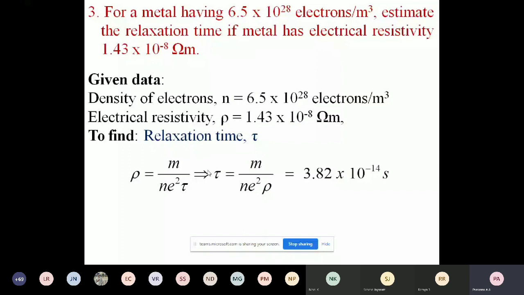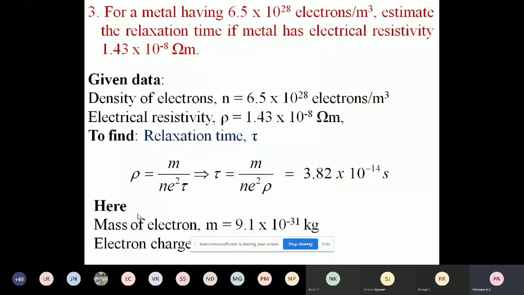Here e is the charge of electron, although it is not given in the problem. Usually we will mention it in the question paper if it is given in the exams. Since we know that e is a constant, I have not mentioned it in the problem, and we will substitute 1.6 into 10 power minus 19 coulomb. m is the mass of electron, given here as 9.1 into 10 power minus 31 kg. Since we are dealing with electrons in this chapter especially, m is obviously the mass of electron and e is the charge of electron. N is given here, rho is also given. So on substituting you will get the answer. Since it is the relaxation time, the unit is second.